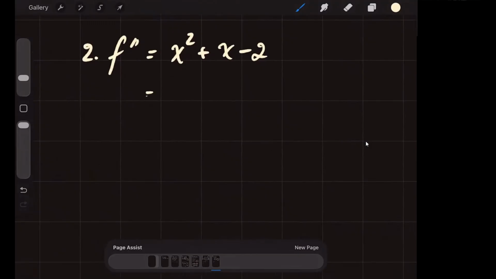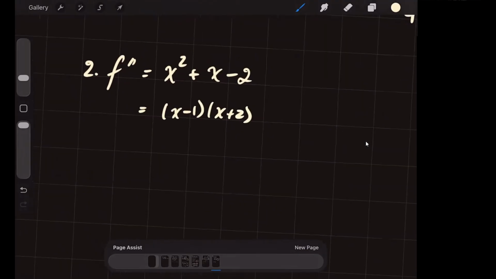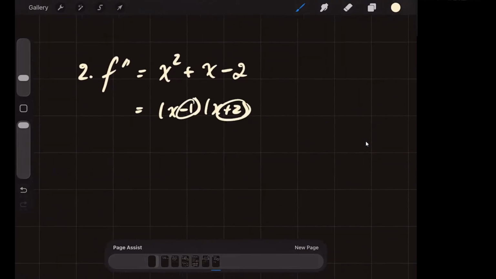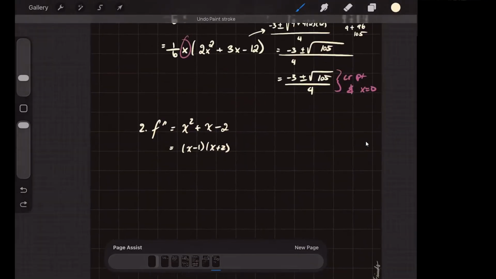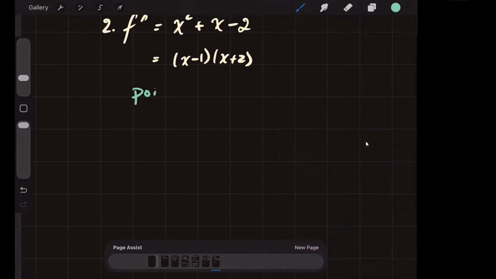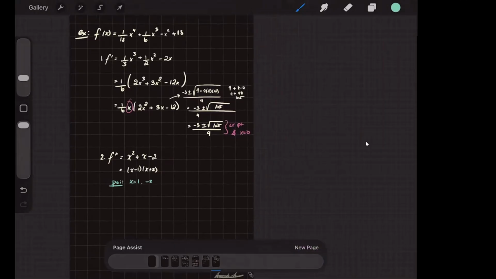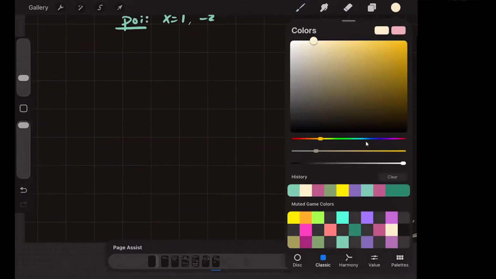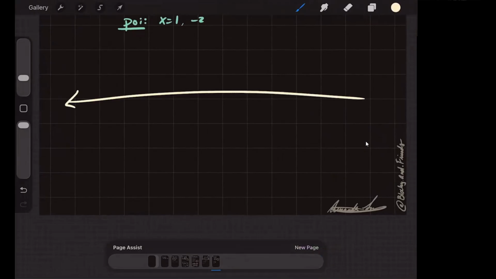And this is going to factor as x minus 1, x plus 2, right? Because these two add up to the middle and they multiply to the end, okay? And that means we have our points of inflection at x equals 1 and negative 2, okay? All right, easy money. Now what you're going to do is make that sign chart again.